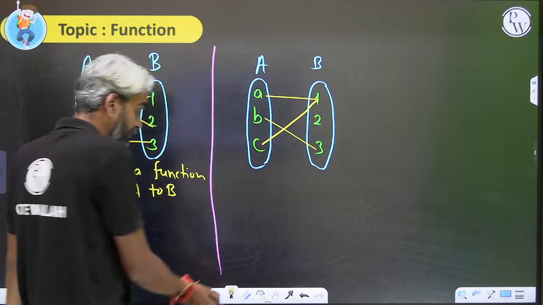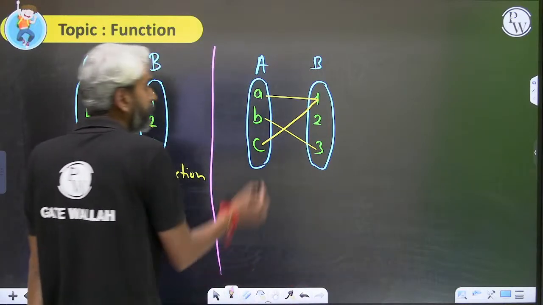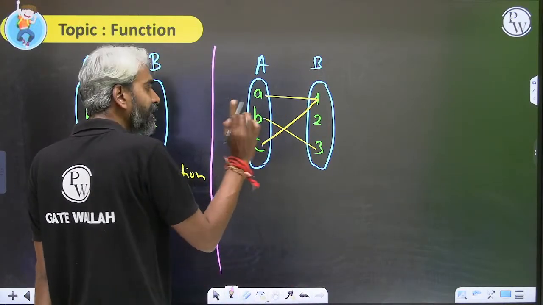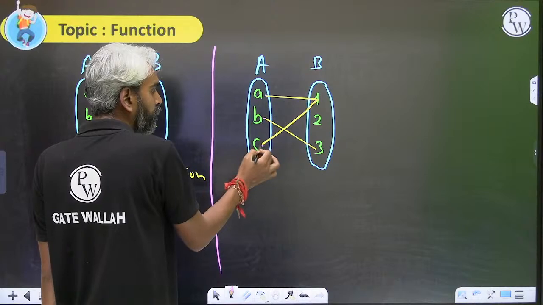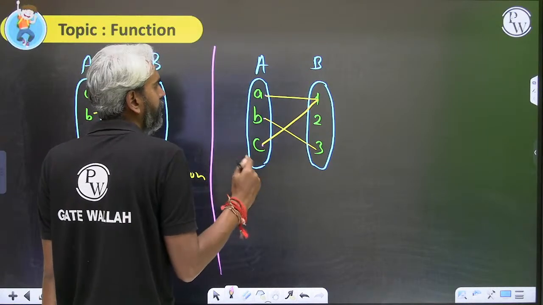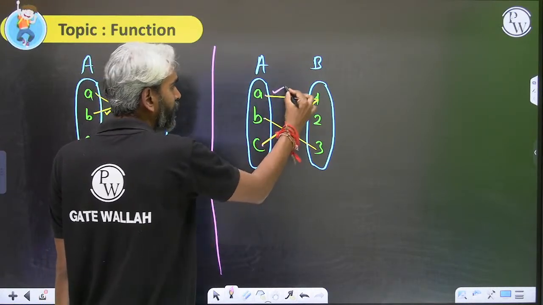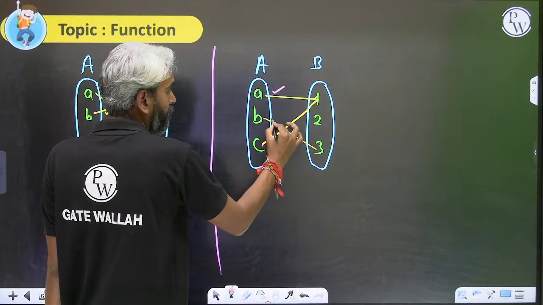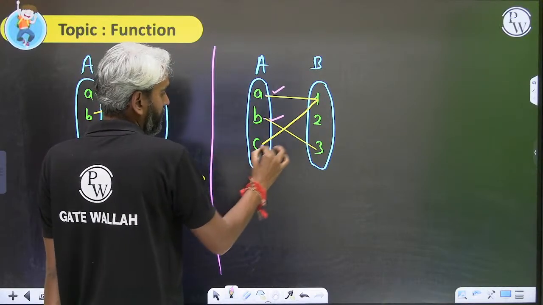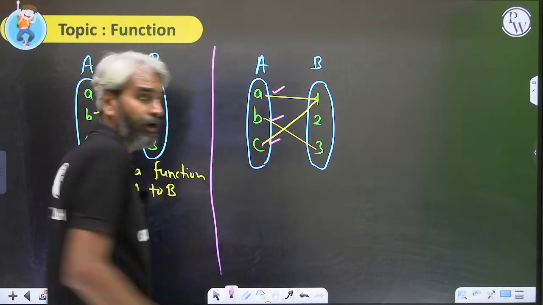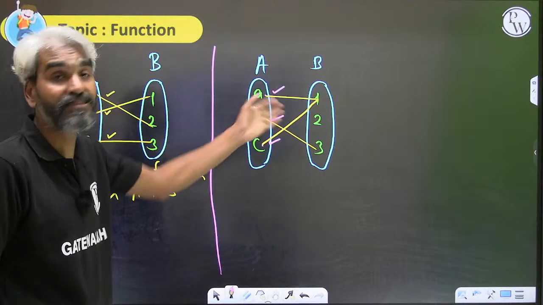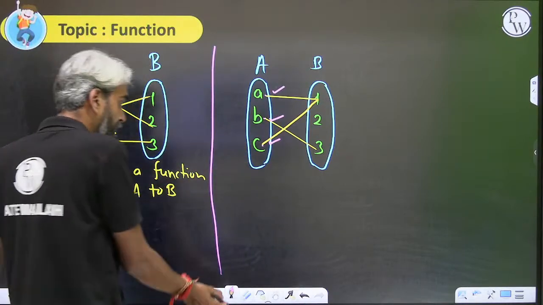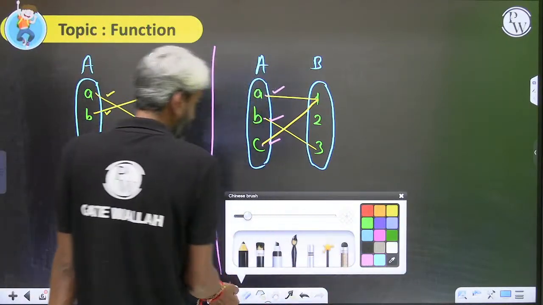What is the definition? It simply says that every element of the domain should have exactly one image. That is, every element of the domain should map with exactly one element. Sir, a maps with exactly one element, b maps with exactly one element, c maps with exactly one element. So every element of the domain is mapping with exactly one element of the codomain. So it's perfectly fine. It is also a function.